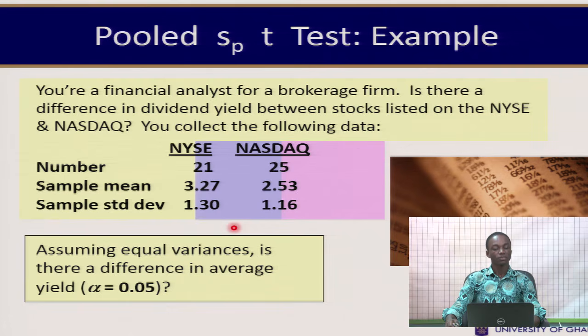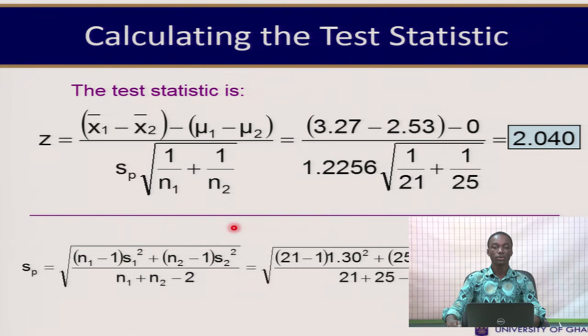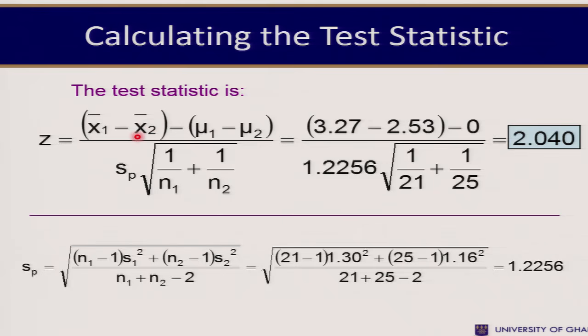Our test statistic, therefore, since we have smaller sample sizes and unknown population standard deviations, we're going to use the pooled standard deviation situation. Therefore, we're going to have the test statistic giving us x1 bar minus x2 bar minus mu1 minus mu2, all over sp times the square root of 1 over n1 plus 1 over n2.